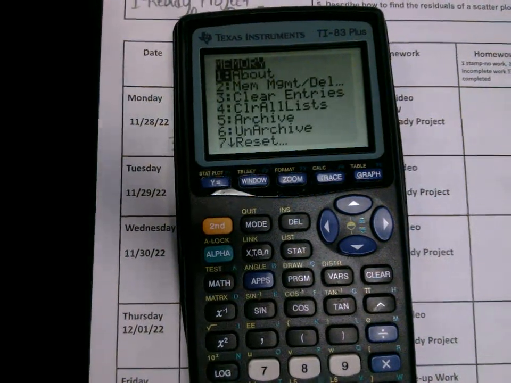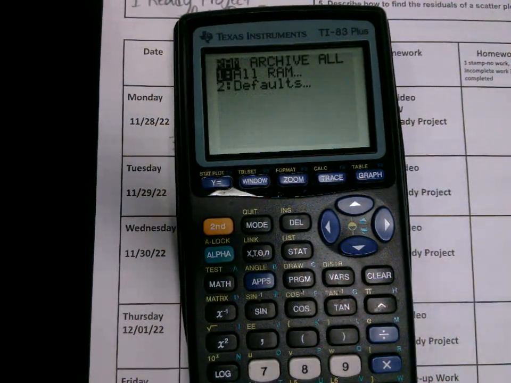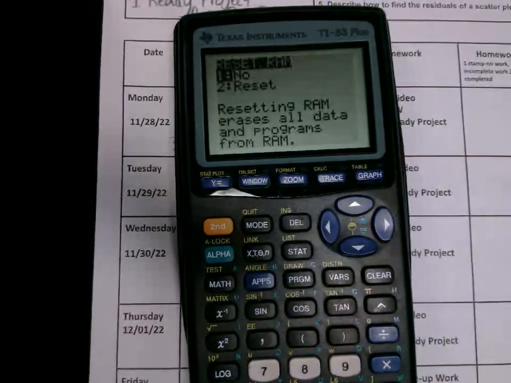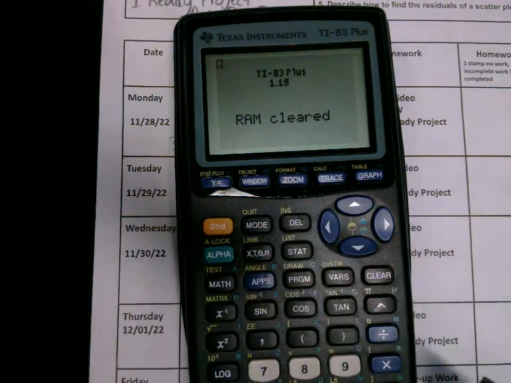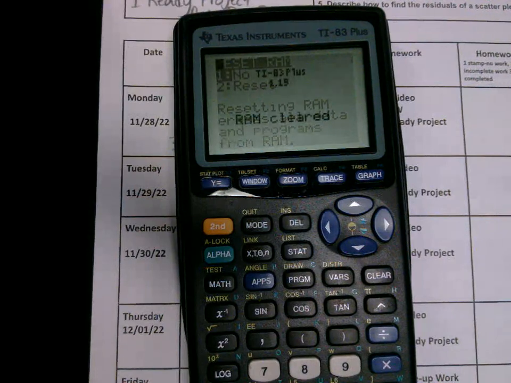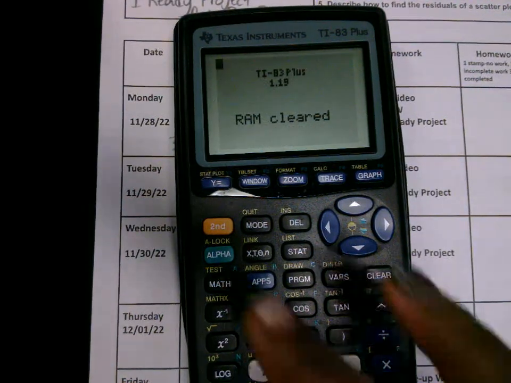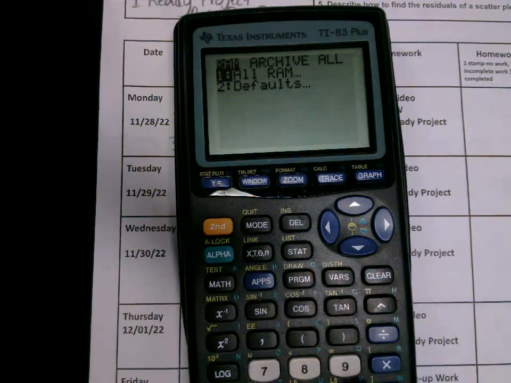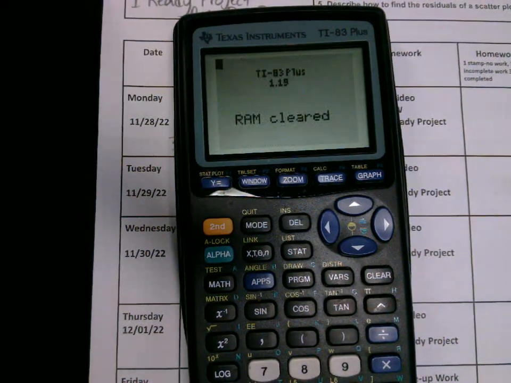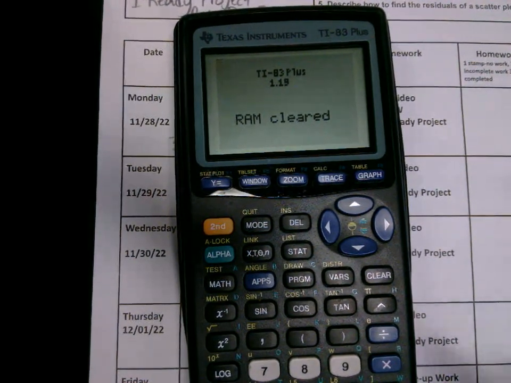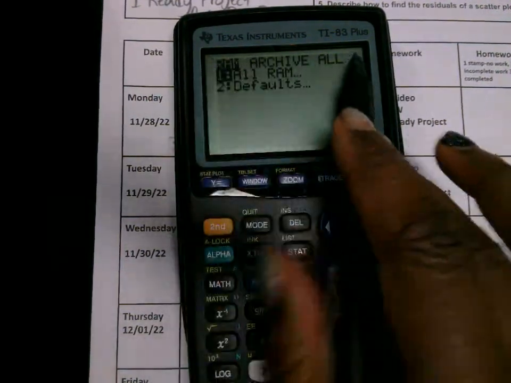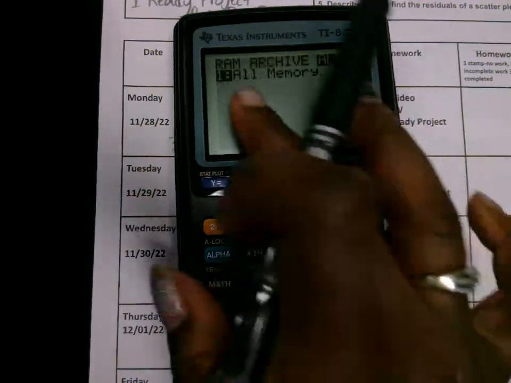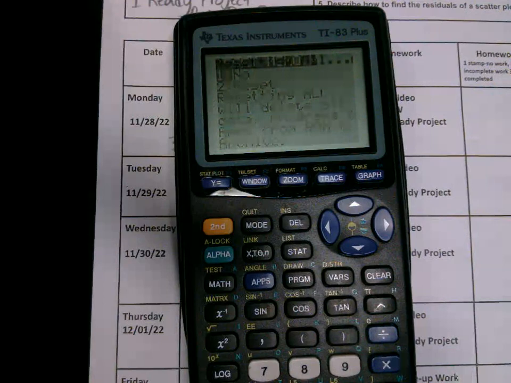2nd plus number 7 is reset. 1 and 2. If something is missing on the calculator, like something's wrong with it, and you need to reset the whole calculator, it's 2nd plus 7, but then you need to go over to all instead of just the RAM. You go over to all, and you only have one option, 1 and then 2.